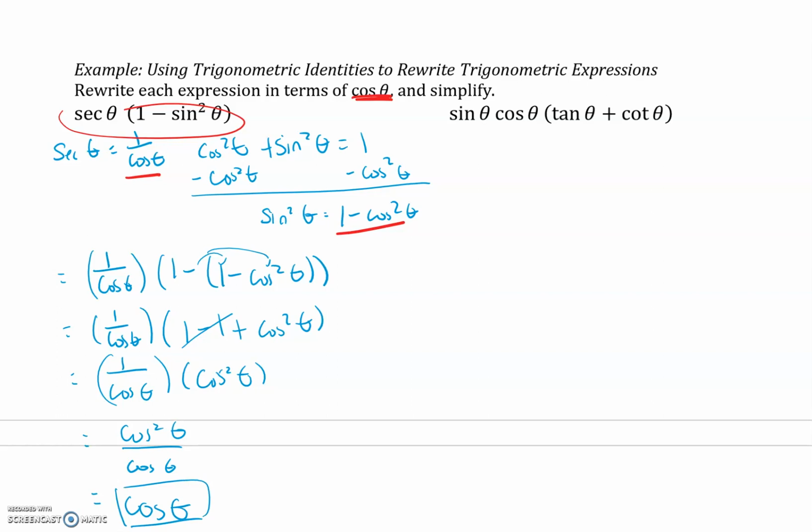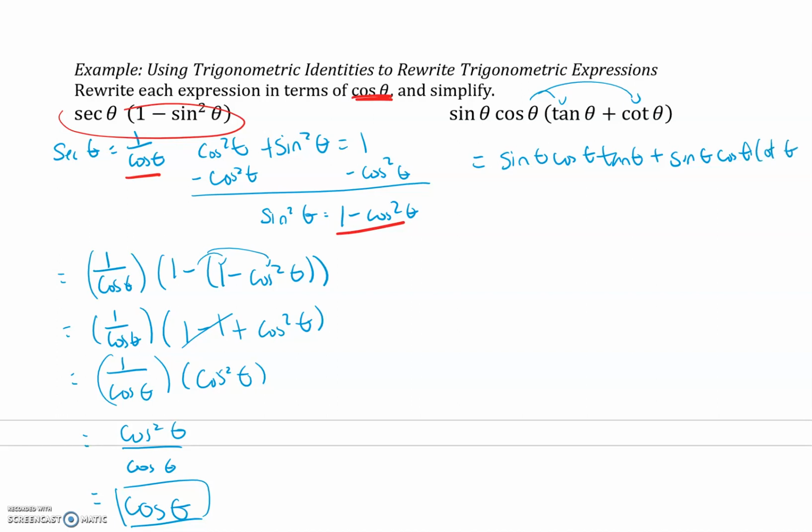Okay, one more. So sine theta times cosine theta, and then times the quantity tangent theta plus cotangent theta. Again, we don't want anything but cosine. So what do we do? Well, what I did here was I went ahead and distributed. So I said, okay, let's take the sine theta times cosine theta and multiply it out. So I ended up with sine theta, cosine theta times tangent theta plus sine theta, cosine theta times cotangent theta.